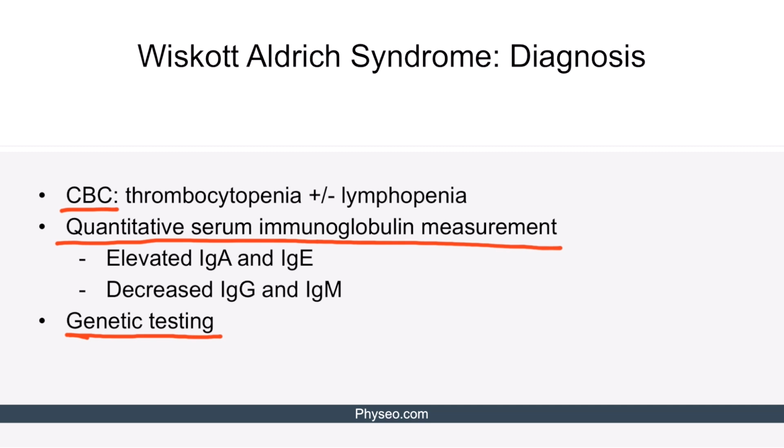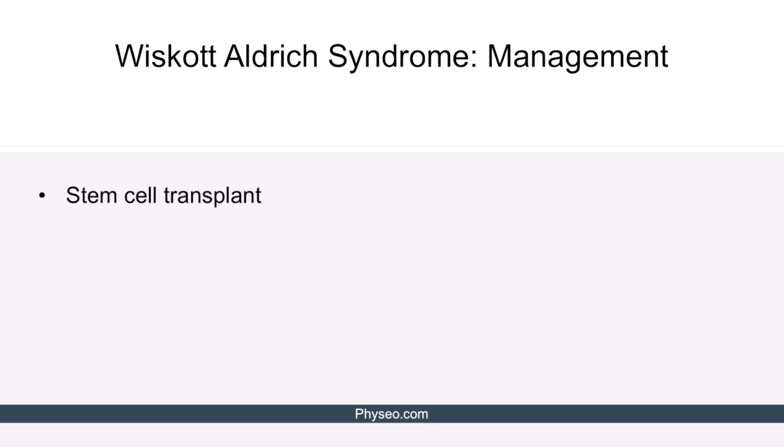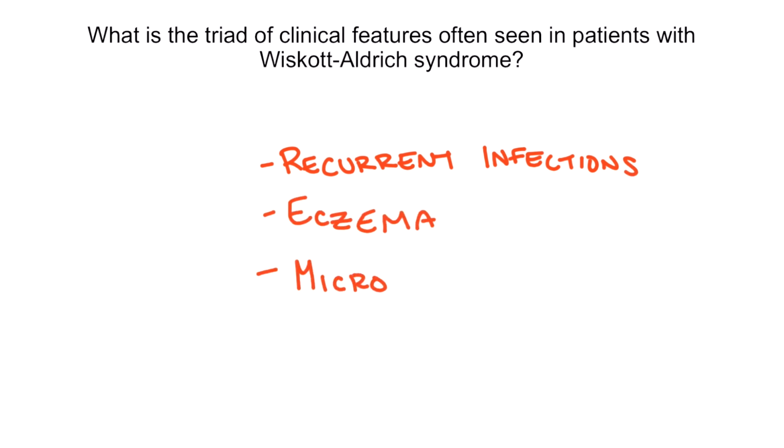Importantly, among all laboratory findings, thrombocytopenia appears to be the most consistent finding from one patient with Wiskott-Aldrich syndrome to another. As far as management is concerned, Wiskott-Aldrich syndrome is treated with a stem cell transplant. What is the triad of clinical features often seen in patients with Wiskott-Aldrich syndrome? The classic triad of clinical features seen in patients with Wiskott-Aldrich syndrome is recurrent infections, eczema, and microthrombocytopenia.